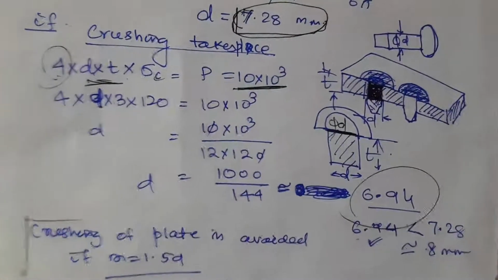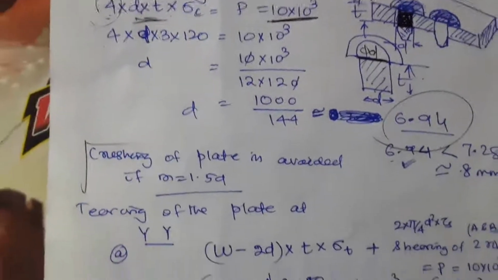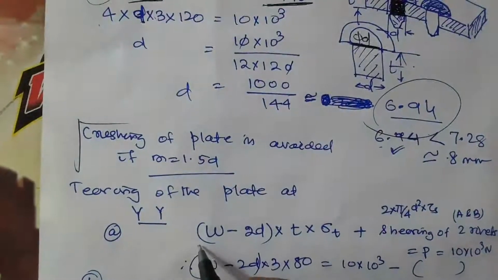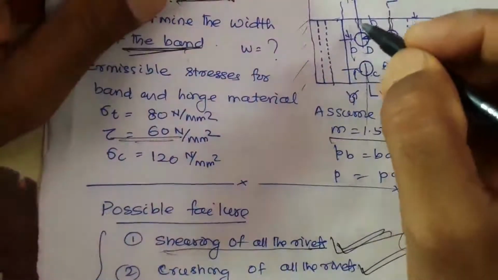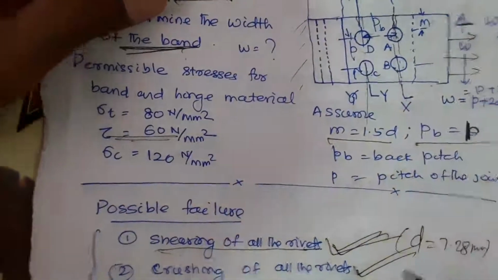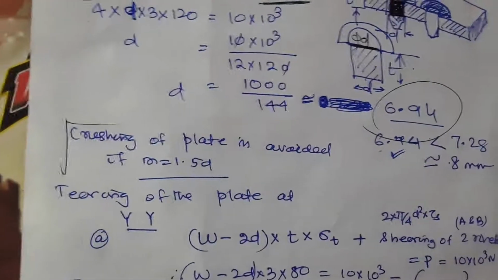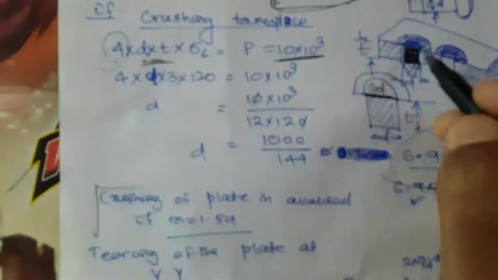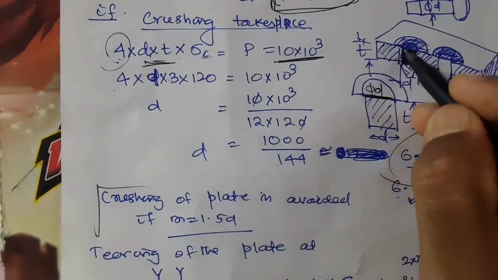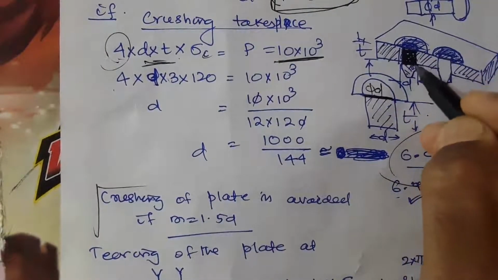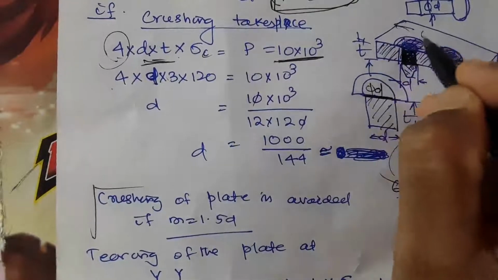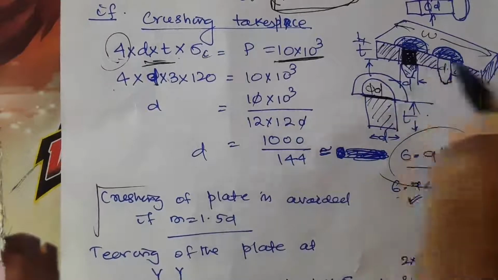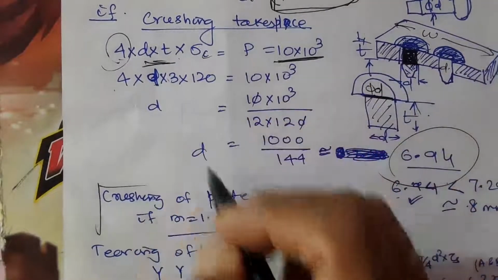So we will consider this one. At the YY location, tearing. So what is the area? The area will be this much, because there are two rivets. So the intact area will be this, and this much is a hole, this is another hole. If this is W, and this is D and this is D, so 2D, then W minus 2D is the length, into T. So that is the intact area.